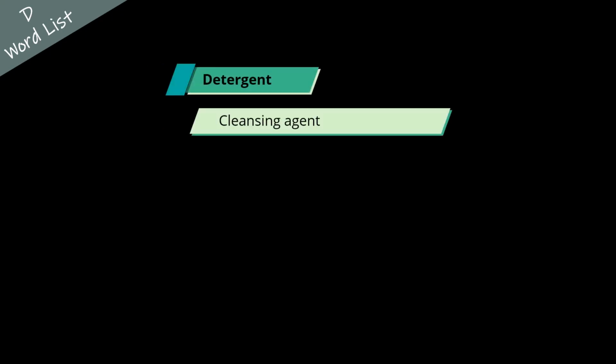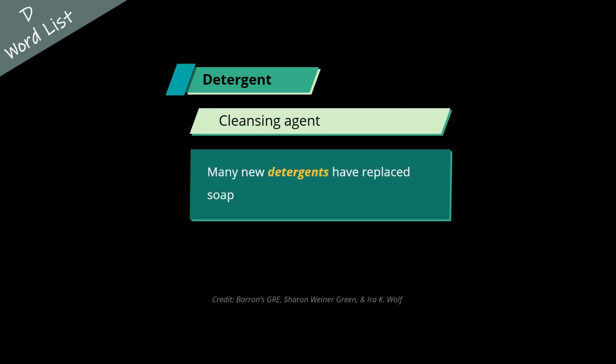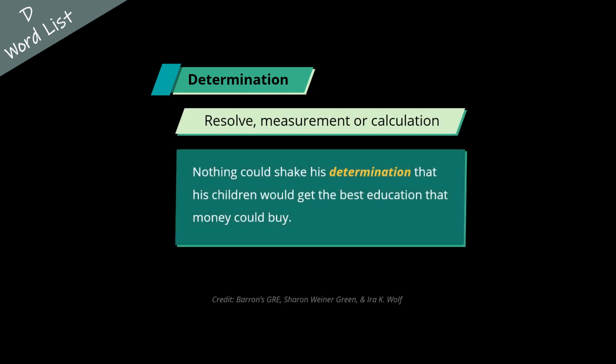Detergent means cleansing agent. For example, many new detergents have replaced soap. Determination means resolve, measurement, or calculation. For example, nothing could shake his determination that his children would get the best education that money could buy.